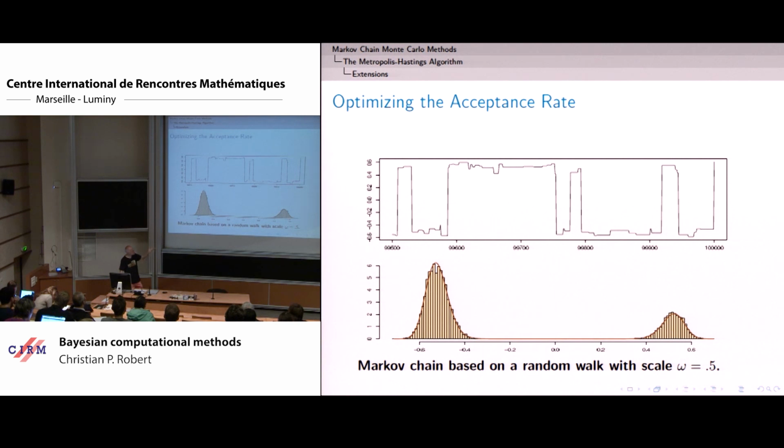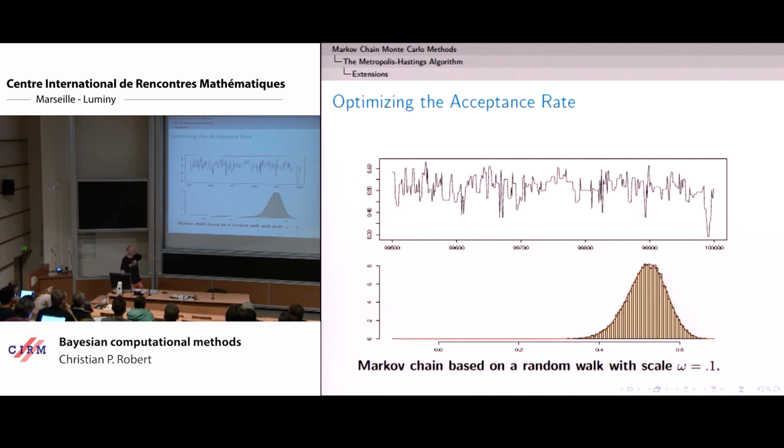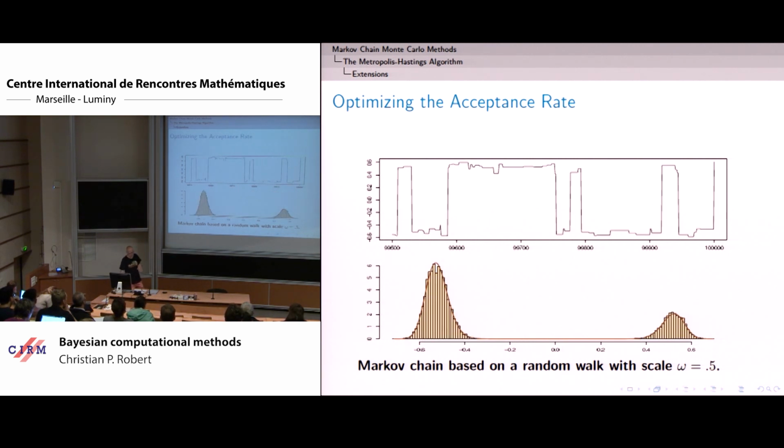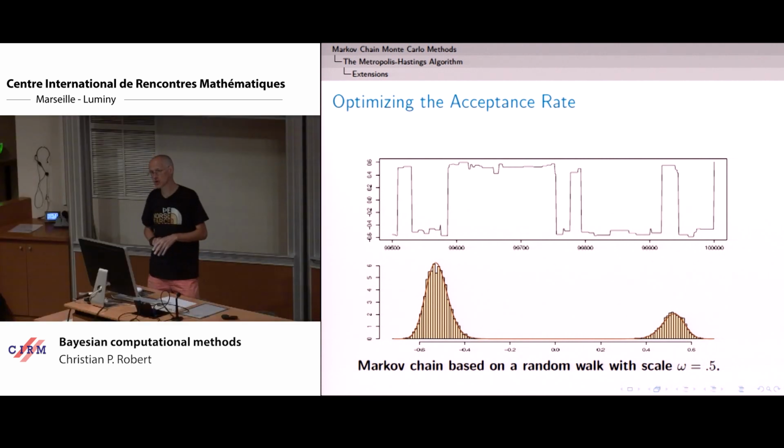Here you essentially have missed the target out of 100,000 iterations, while here it moves slowly, but it mixes enough to cover both modes. And what makes the difference between the two pictures is the choice of the scale.